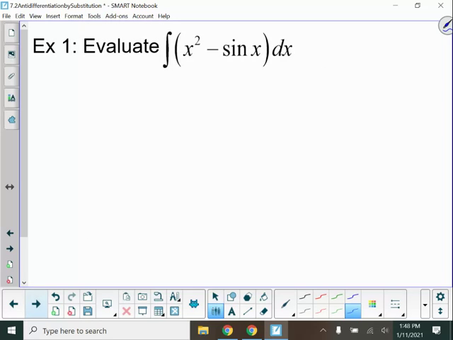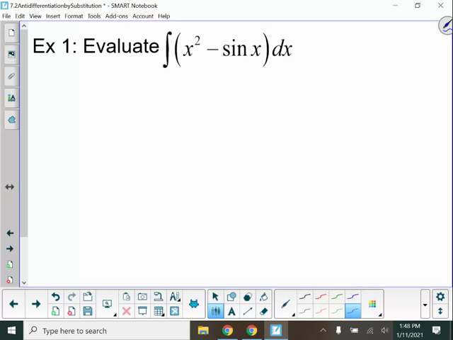So here's our first one that we're going to evaluate. There are no bounds. If there were bounds on our integral, you would see numbers at the bottom and at the top here. And notice those are not zeros. I circled the fact that there's nothing there. So that's a big indication that this is an indefinite integral.